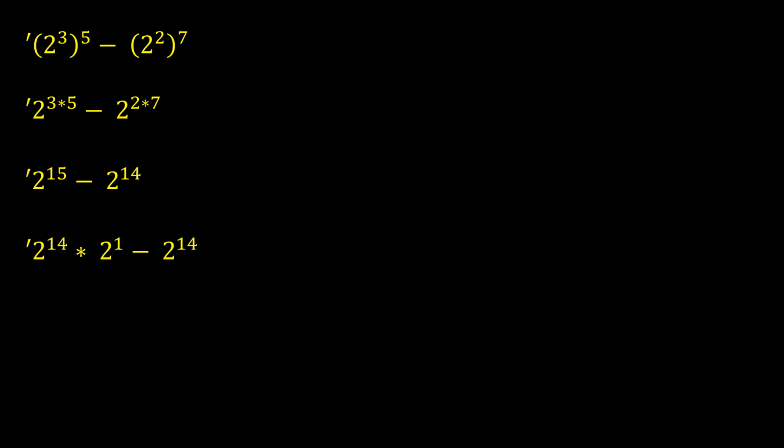Now we can rewrite 2 to the power of 15 as 2 to the power of 14 times 2 to the power of 1. Then factor out the common factor of 2 to the power of 14. This gives us 2 to the power of 14 multiplied by the quantity 2 to the power of 1 minus 1.